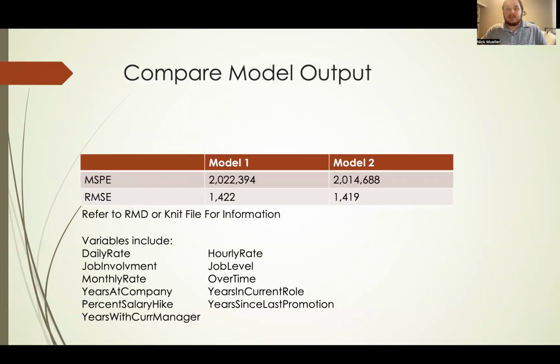On our last slide, we showed the outputs we got from Model 1 and Model 2 with an MSPE and an RMSE. As you can see, both models performed very similarly. Model 2 performed a little bit better, so we'll go ahead and use that one. And as you can see, the variables included are at the bottom of the slide. If you want more information about what went into it, I can stick around. You can shoot me an email, whatever you'd like. But for this situation, we're going to use Model 2.